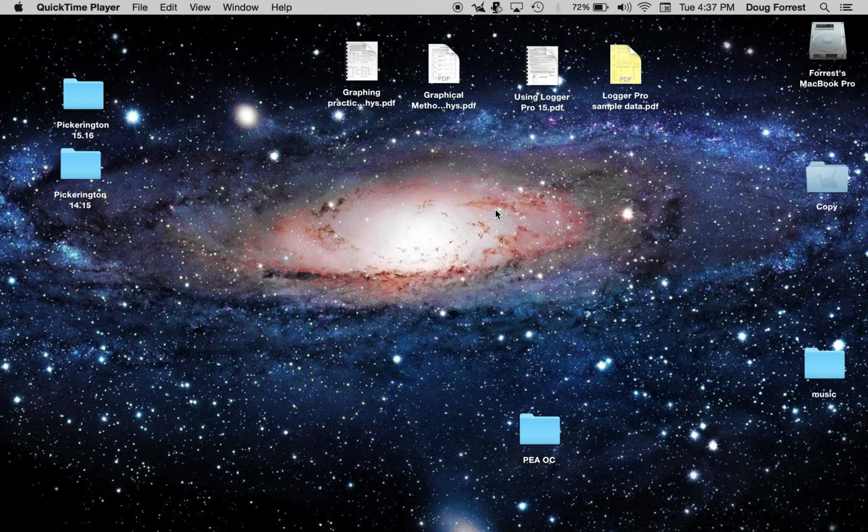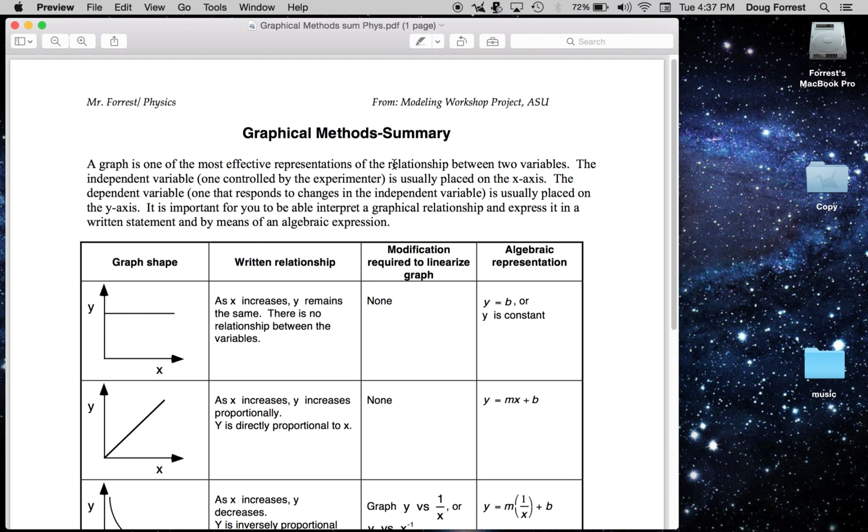This is going to be a tutorial for how to use Logger Pro. I may have to split it into a couple of videos depending on the memory that's used and whatnot. You should have a few pieces of information around. One would be this graphical method summary. It should be in the front of your composition book, taped in as a small yellow sheet.